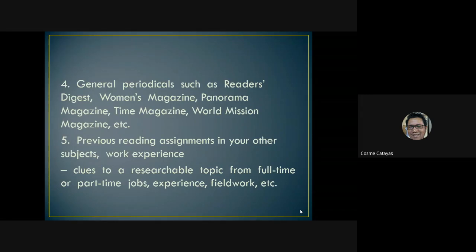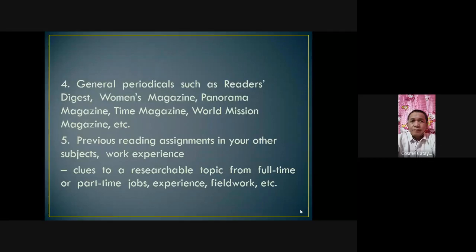Number five, previous reading assignments in your other subjects, work experience. That is, clues for a researchable topic from full-time or part-time jobs, experience, field work, etc.